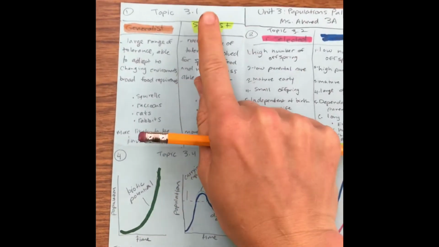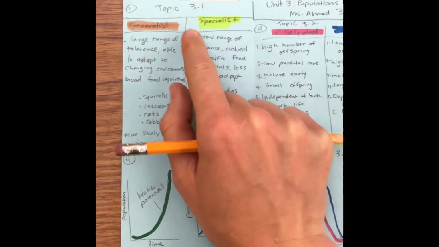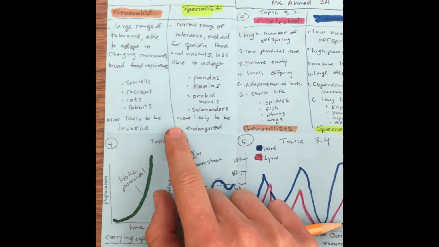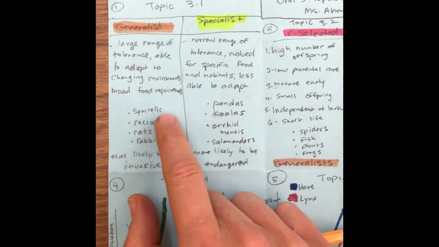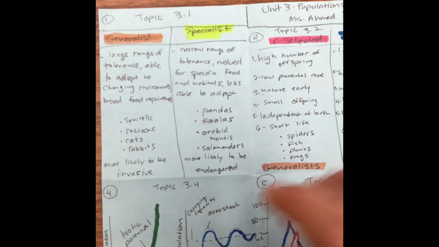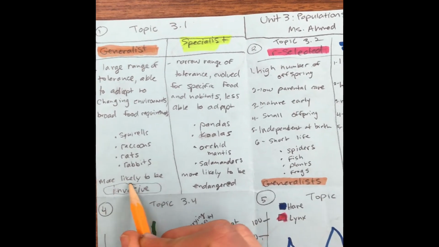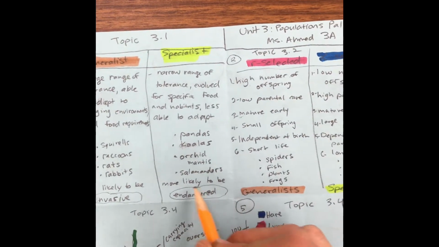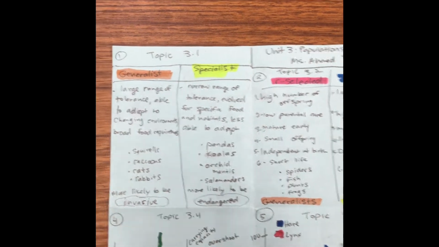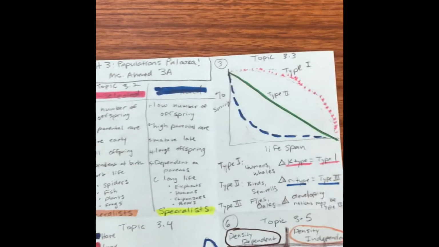So for topic 3.1, we talked about generalists versus specialists. Your instruction is to create a table listing some of the characteristics of these different types of species, listing some examples, and then saying which ones are more likely to be invasive and which ones are more likely to be endangered. Okay? So that was topic 3.1, and this is an example of what I created.